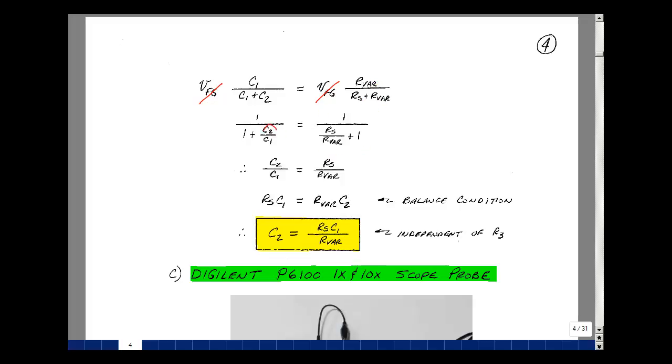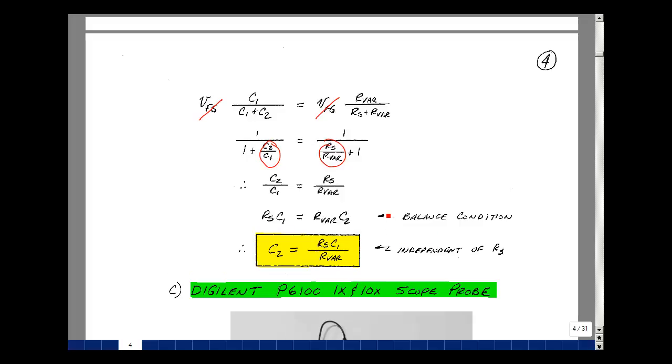So again, we've got this term would have to equal this term. Let's write that down over here. Now if you cross multiply, I've got C2 times R variable would have to equal C1 times R sub s. That again is our balance condition. Let's take a look at the previous page to see where that is on our bridge.